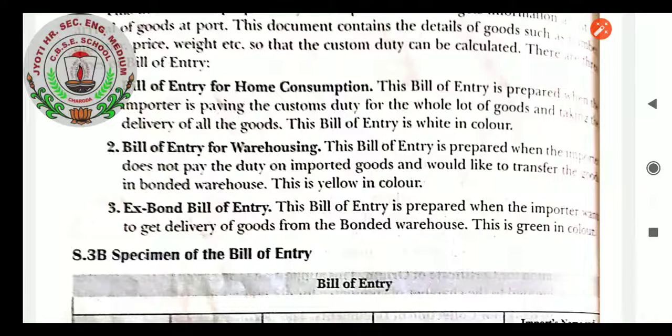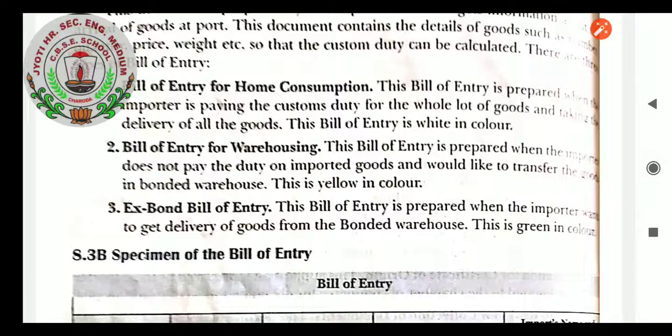This bill of entry is white in color. Whereas the bill of entry for warehousing, when we see, this bill of entry is prepared when the importer does not pay the duty on imported goods. It means the importer is unable to pay the amount, but he will be making the payment in the near future, on a date decided by them and the trading company. In that case, the goods are sent to the warehouse and they will get the bill of entry in yellow color. Ex-bond bill of entry is the next one.